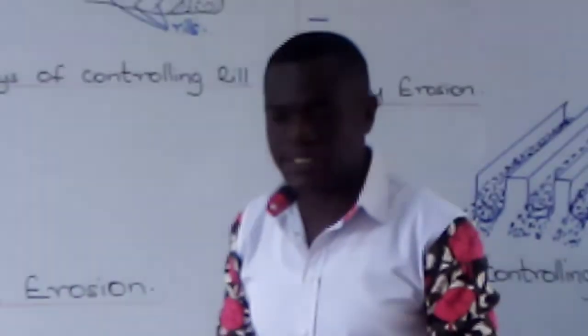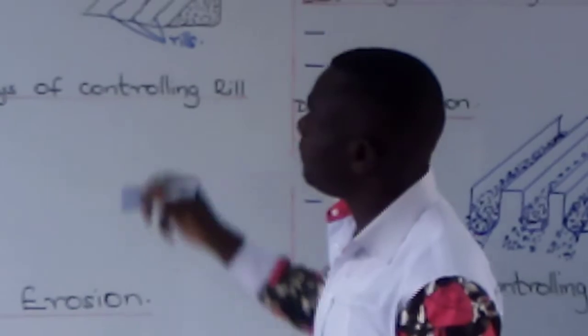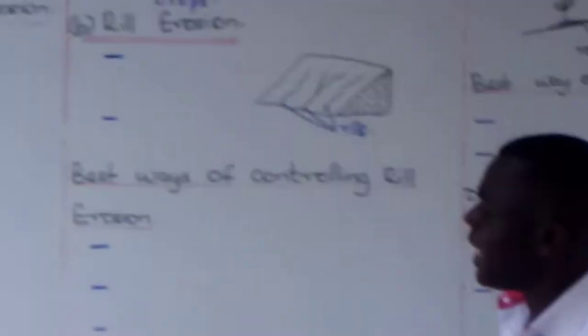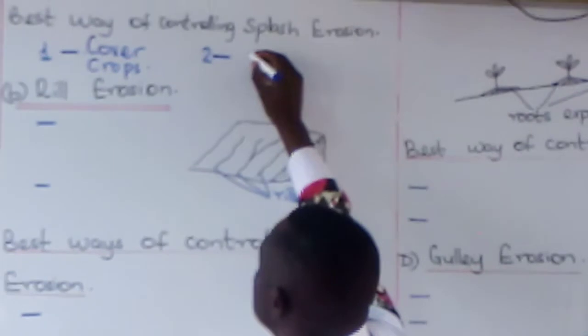I hope you understand. Another way of preventing this splash erosion is by having, I think, filter strips.